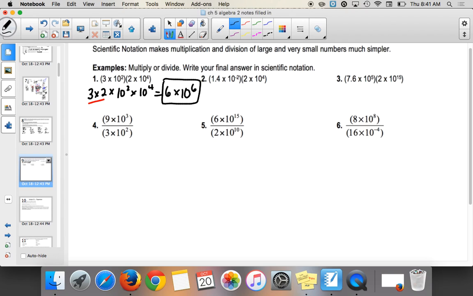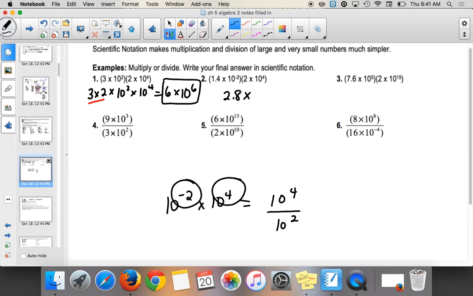So same idea on this one. If I have 1.4 and 2, 1.4 times 2 is 2.8. And then if I have 10 to the negative 2 times 10 to the 4, let's think about it. 10 to the negative 2 times 10 to the 4. You can move that 10 to the negative 2 on the bottom if you want, or you can just add their exponents, right? If you add the negative 2 and the 4, what do we get? 2. So we get times 10 to the second. If you want to do the thing with negative exponents where you put it in the opposite location, that works as well. 10 to the 4th divided by 10 squared is also 10 to the 2. Okay?